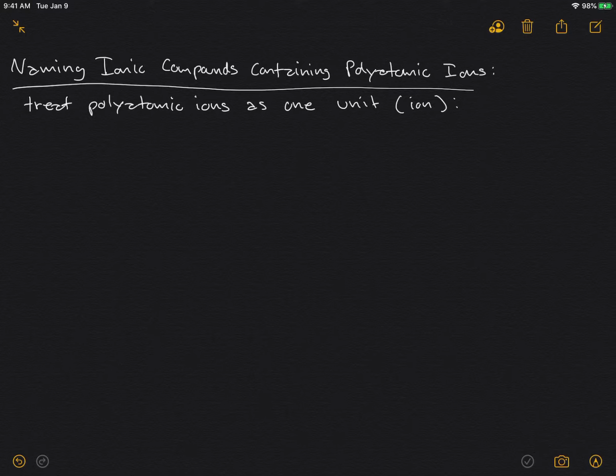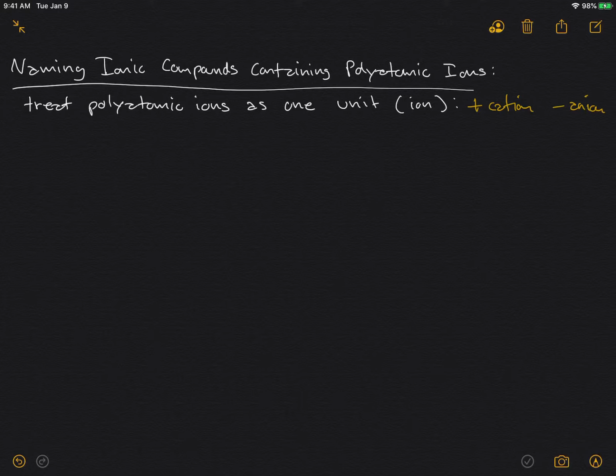When we're naming ionic compounds that contain polyatomic ions, you should think of the polyatomic ion as one unit, or one ion. Don't be tempted to break it up into its constituent elements. So again, we're still talking about binary ionic compounds where you have the positive cation on the left and the negative anion on the right.